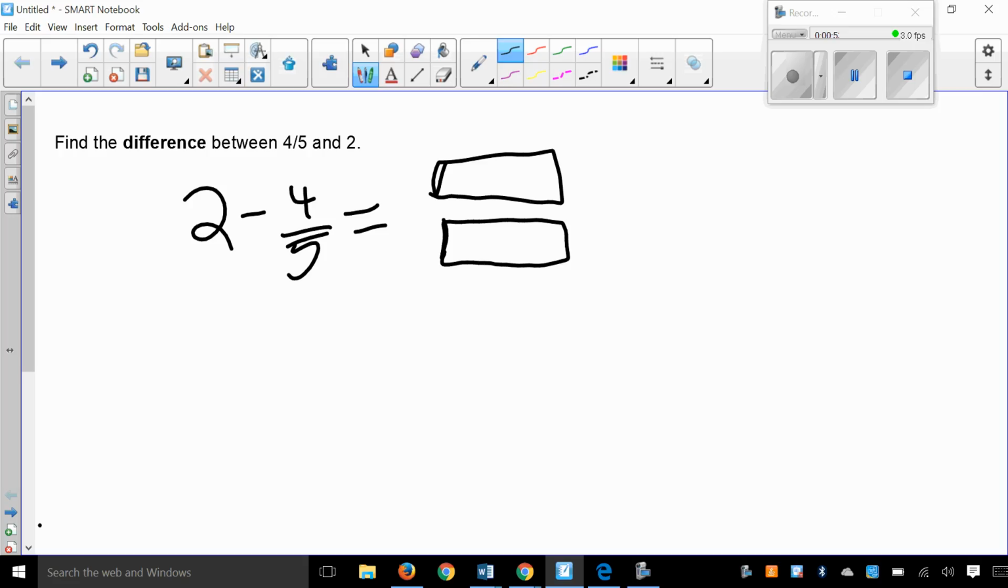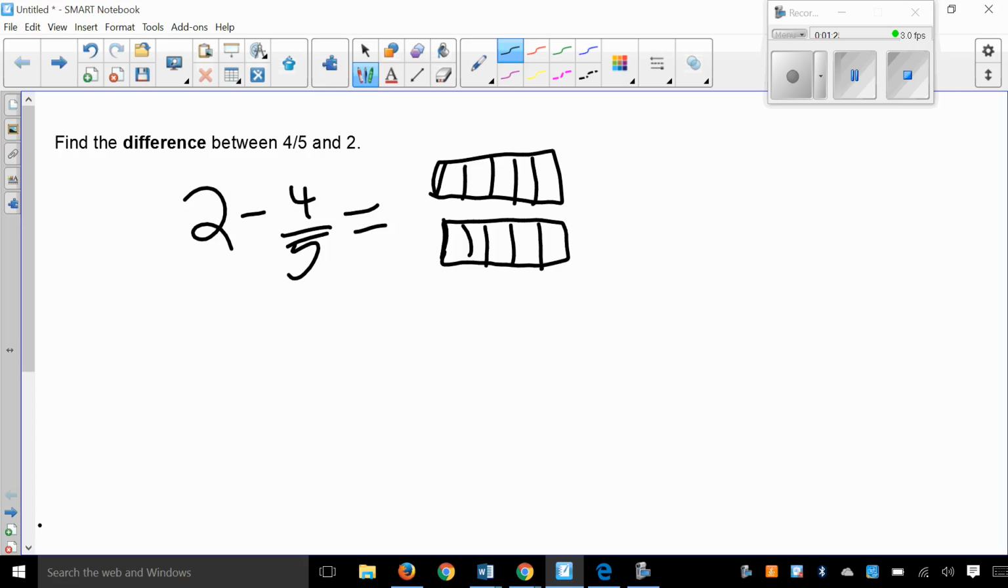Now I have my two bars, and each bar represents one whole. Since I'm going to be subtracting 4/5, I'm looking at the denominator to know how many parts I need to divide each of my wholes into. So my denominator is 5. So I'm first going to divide the top bar into 5 and then the bottom one. So now I have two wholes, and I'm able to clearly subtract 4/5.